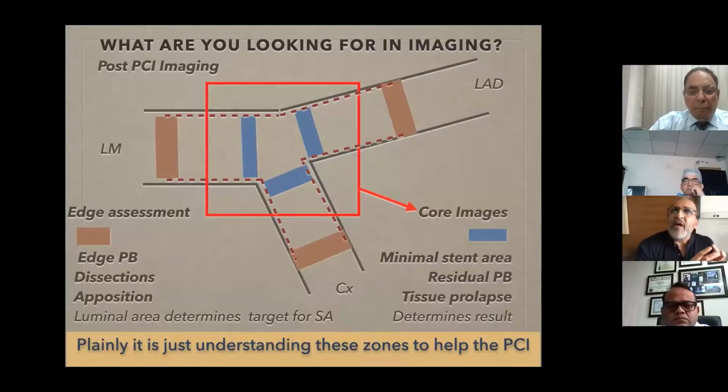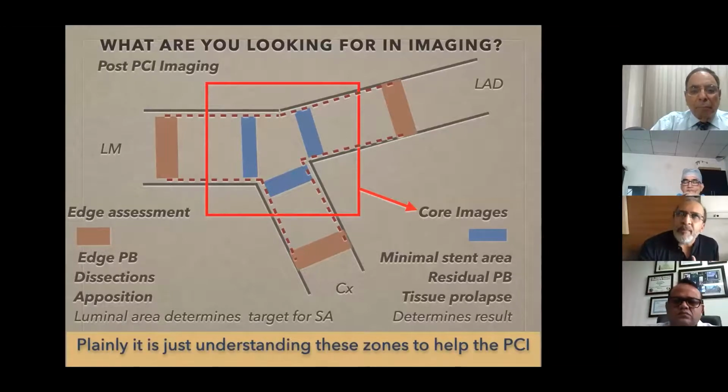When you look at post-PCI imaging, how do you look at it? We look at the same diagram that we started with, and now you realize that the core images in the center are the ones where the sizes are important. These images were not important when we started off for sizing the stent, but to assess the result, it is those blue bands which are important. The minimal stent area in those areas is important. The residual plaque burden over here is important because it will tell you whether you undersized the stent or whether you've underexpanded.